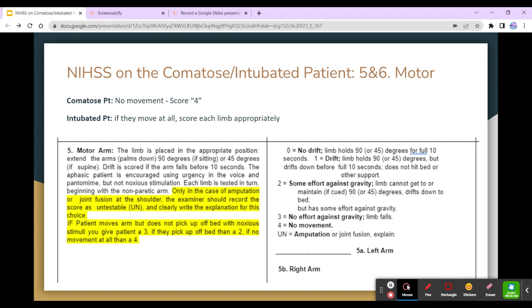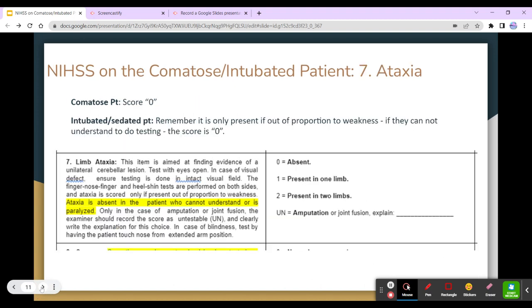As far as drift, holding it up for 90 seconds, if the intubated patient is able to do that, then fine. If they're not, then you know that that patient is going to either be a 2, a 3, or a 4. Number 7, ataxia. A comatose patient automatically gets a 0. For an intubated or sedated patient, remember that you are only scoring this if it is present and out of proportion to weakness. If they cannot understand or they cannot do the testing, then you have to score it as a 0.